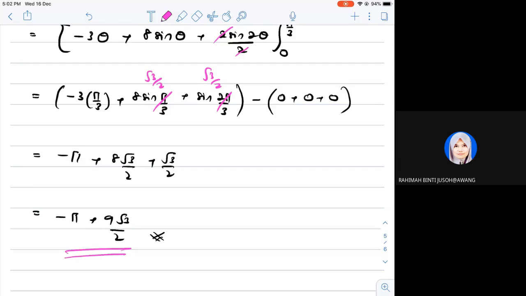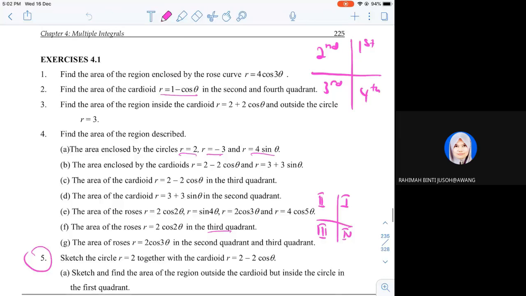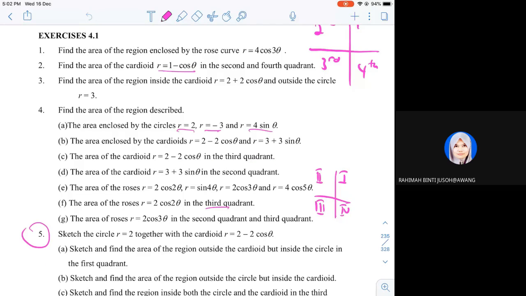Okay, so next question. Question number 4. Find the area enclosed by the circles. This is also a question you have to answer separately. This is not the combination. So r equals 2, of course, we just have radius 2. r equals negative 3 is also a circle with radius 3. And then r equals 4 sine theta. Let's say we calculate for r equals 4 sine theta. Question number 4a.